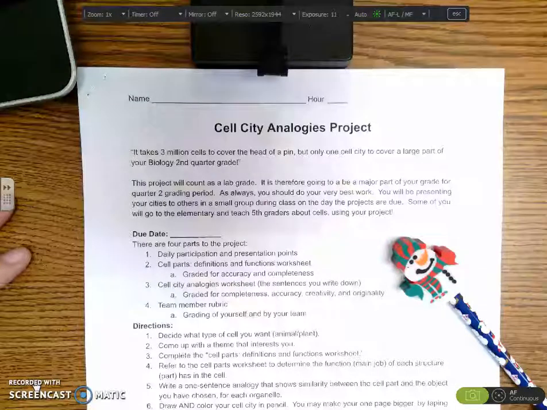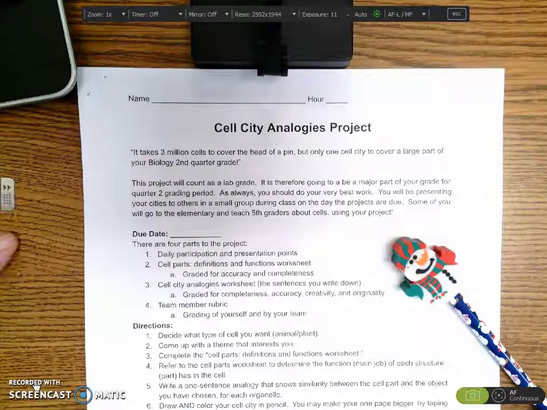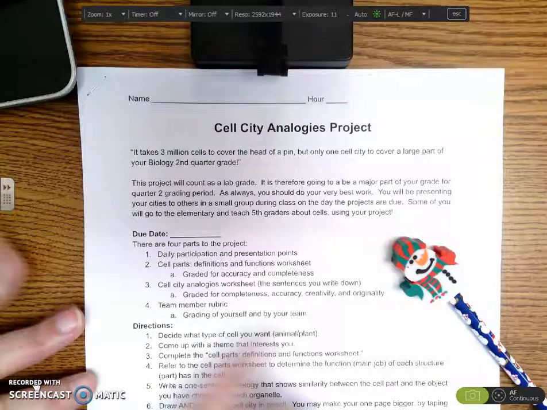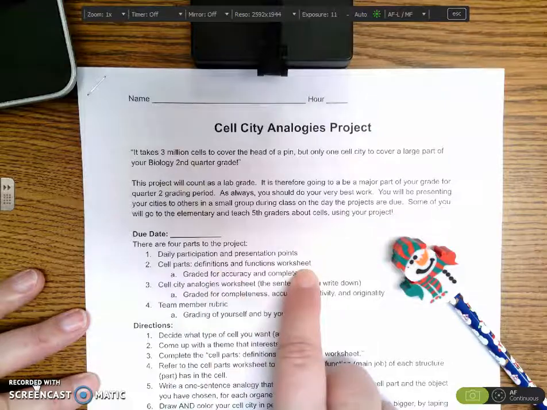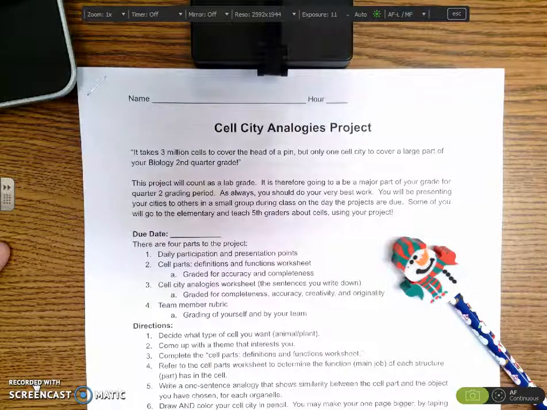There's 4 parts to the project. The first part that you will be graded on is your daily participation and your presentation points. The second part, cell parts, definitions, and function worksheet. That's all one thing, and I'll go over that in a minute. It's graded for accuracy and completeness.